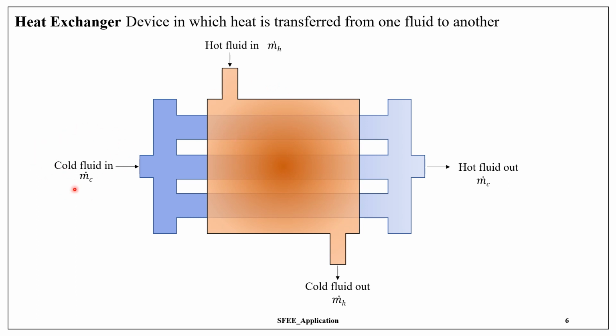So some cold fluid is flowing in, and when it comes out, it is hot. But the mass flow of the cold fluid is equal. That means there is no accumulation of mass inside this. And there is another stream. There is a hot fluid. The hot fluid flows through this and it comes out. When it comes out, it goes as a cold fluid, but the mass remains the same.